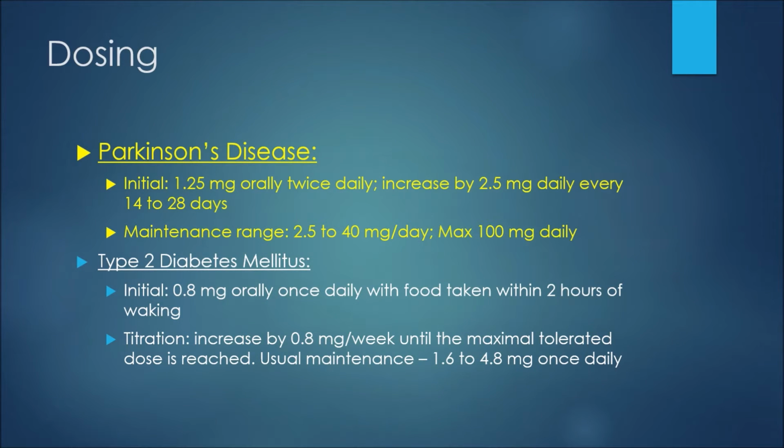In the treatment of type 2 diabetes mellitus, we may see an initial dose of 0.8 milligrams orally once daily with food taken within 2 hours of waking. For titration, we would increase by 0.8 milligrams per week until the maximal tolerated dose is reached. The usual maintenance would be 1.6 to 4.8 milligrams once daily.